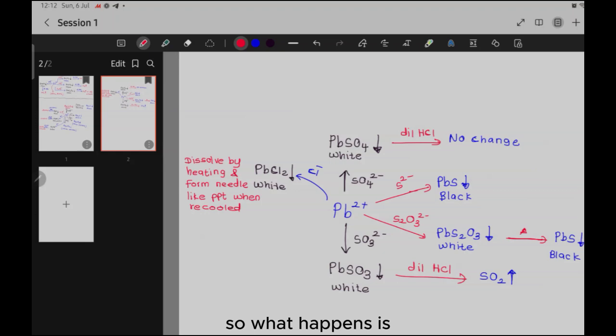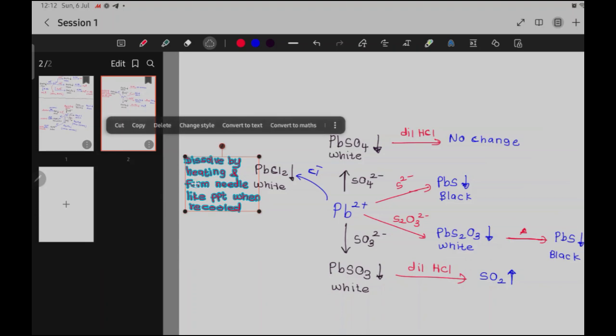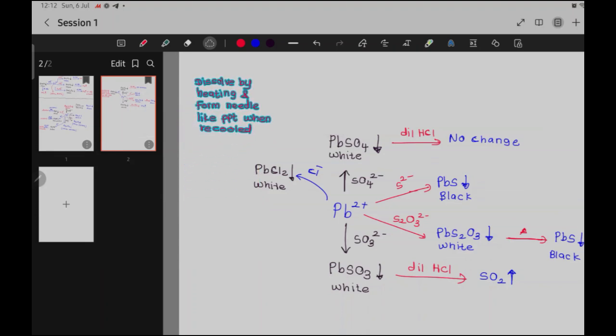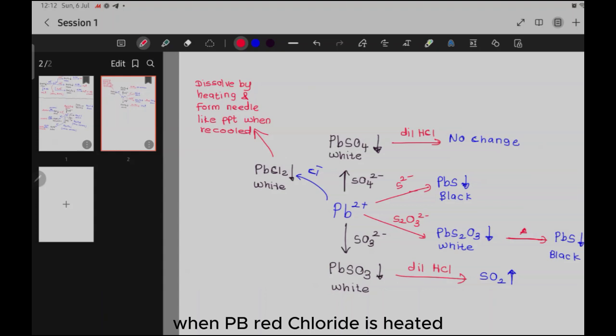So what happens is, when lead chloride is heated, it dissolves, and when it is recooled, it forms needle-like precipitates. The word needle-like is very important. Needle-like precipitates, okay?